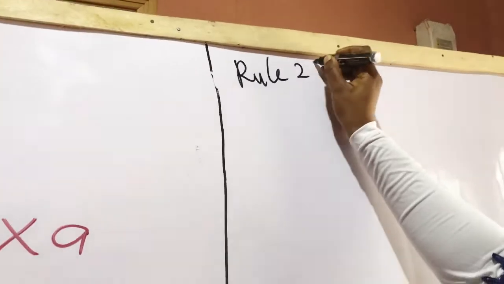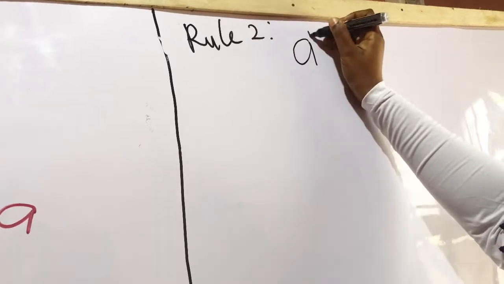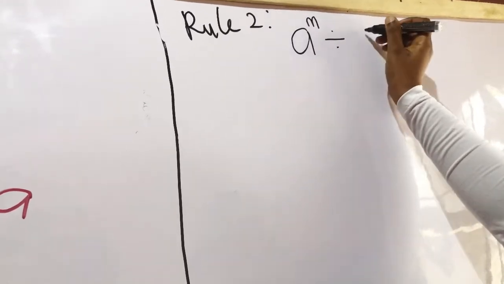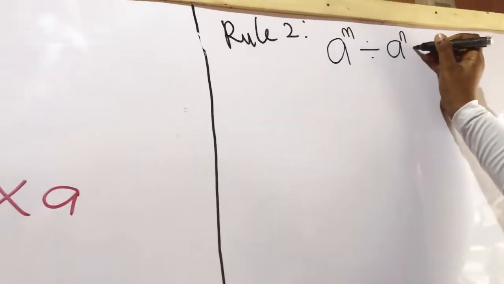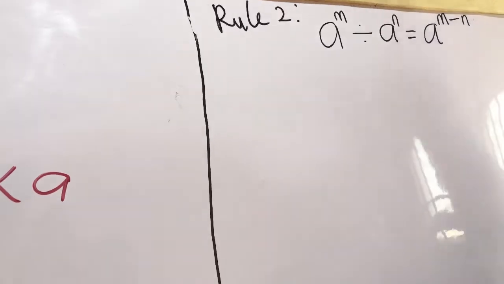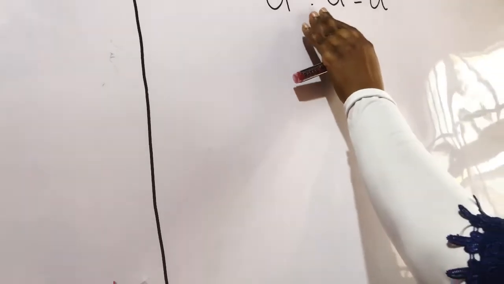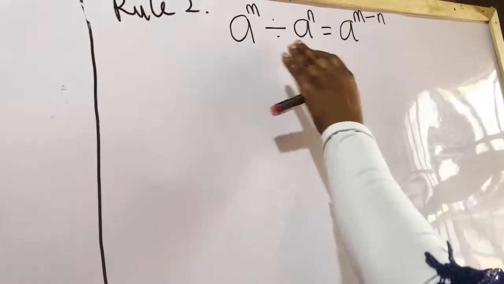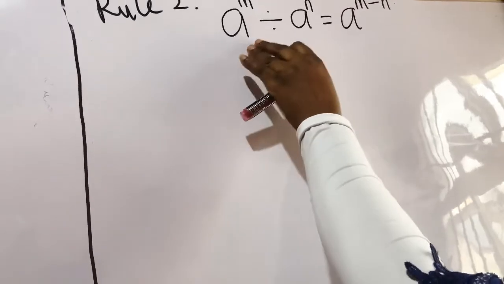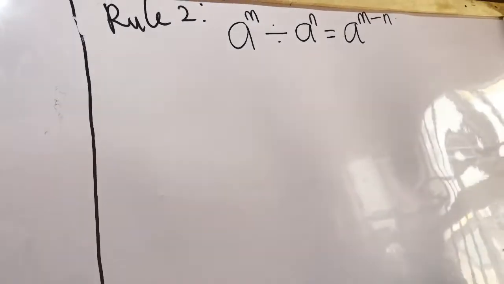Rule 2. Division of indices. A raised to the power of m divided by a raised to the power of n will be equal to a raised to the power of m minus n. So if you have 2 indices and you have to divide them, you just take the base. If they have the same base, then you take one base, then their powers, you are going to subtract the power from each other.